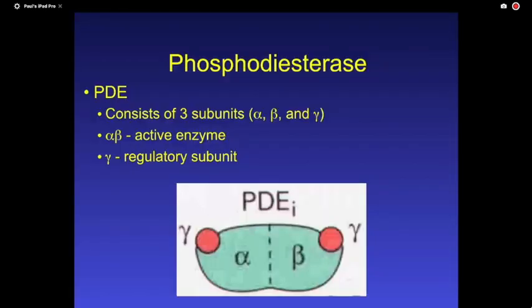The PDE, phosphodiesterase, actually is a 3-subunit protein. Alpha, beta are the catalytic, and the gammas are the regulatory. Its job is to take cyclic GMP, in this case it's specific for GMP, and break it down to 5' GMP. Signaling molecule, not a signaling molecule.